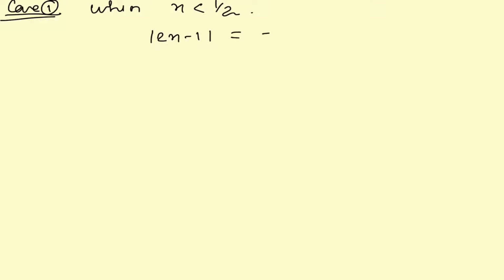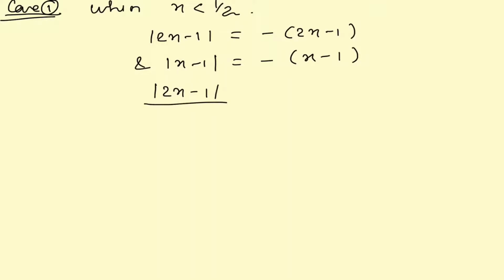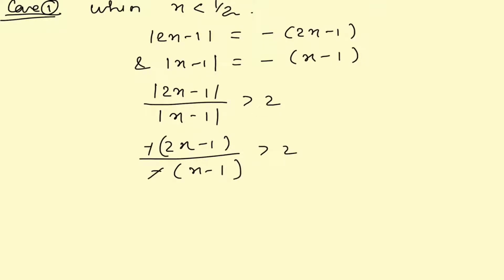Case first: when x is less than 1/2. In this case 2x − 1 will open with a negative sign, that is −(2x − 1), and |x − 1| will also open with a negative sign, that is −(x − 1). So −(2x − 1) / −(x − 1) > 2. The minus sign cancels out, so we get (2x − 1) / (x − 1) > 2.